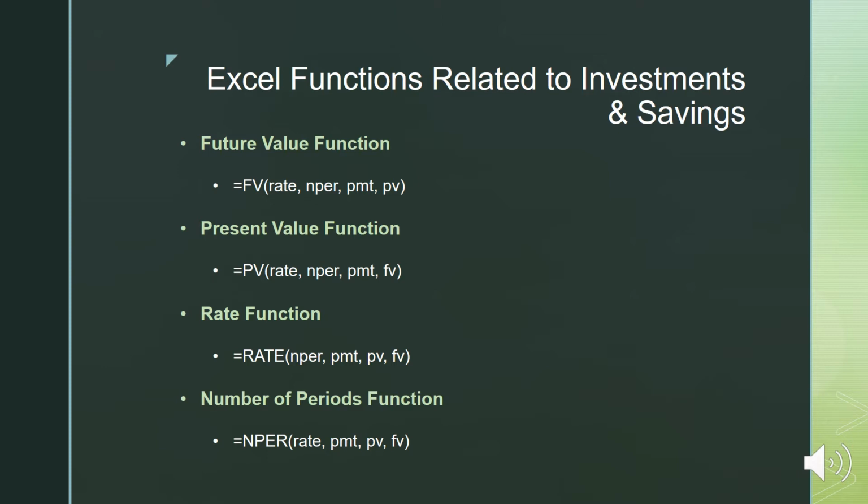For example, with the future value function, how you would do this in the Excel spreadsheet is by first putting the equal sign, then following it with FV, which stands for future value. Then you would put parentheses, and put down your rate, the NPER, which is the number of periods, the PMT, which is the payments, and the PV, which is the present value. You will then close parentheses, click enter, and Excel will automatically give you your calculation and the answer.